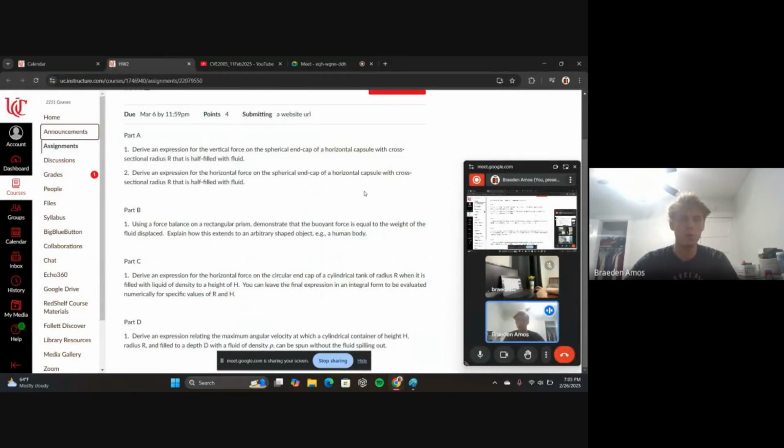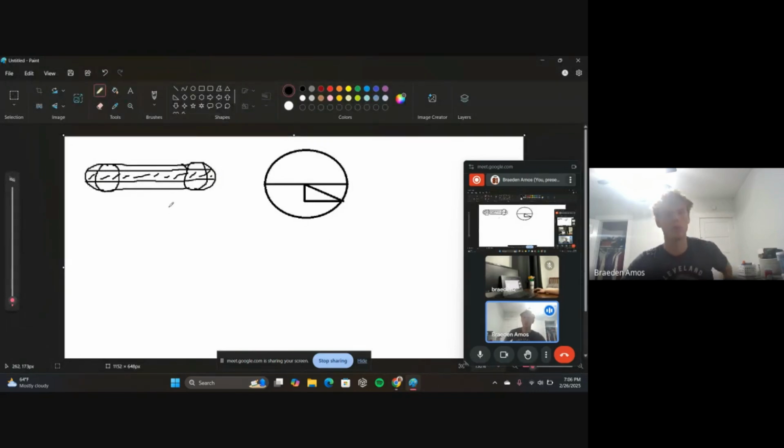This is homework 2, part A, part 1. So for this one, we need to derive an expression for the vertical force on the spherical end cap of a horizontal capsule with cross-sectional radius r that is half filled with fluid. So first, we're going to look at a diagram for this one. I've already drawn that. So we have two forces here. We have Fx and Fy. And then we also have our radius of the sphere, r.